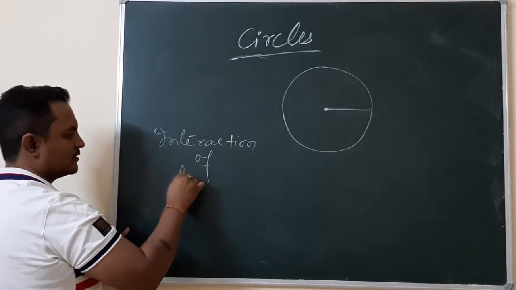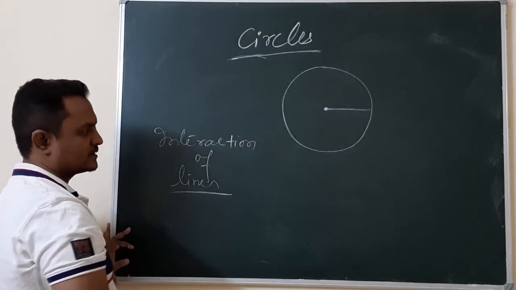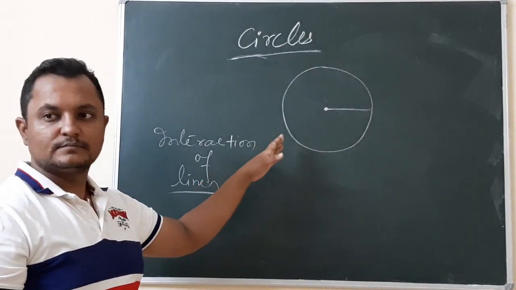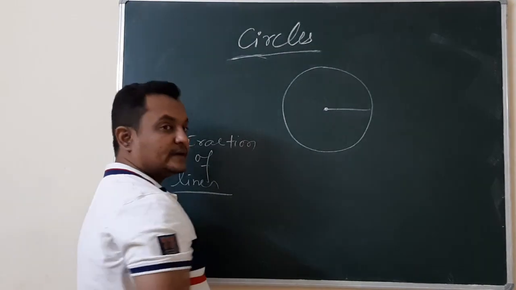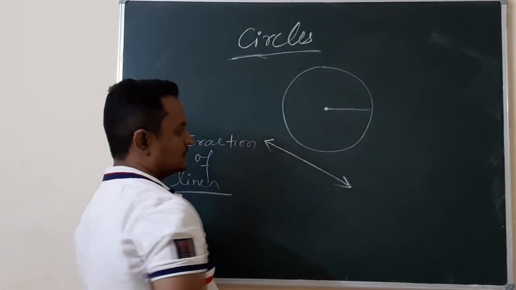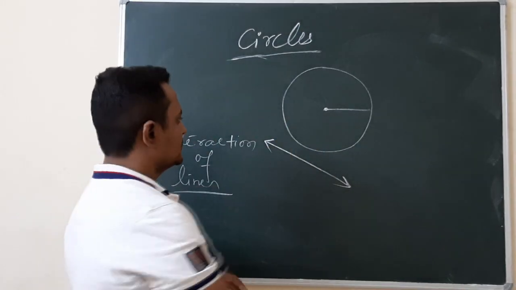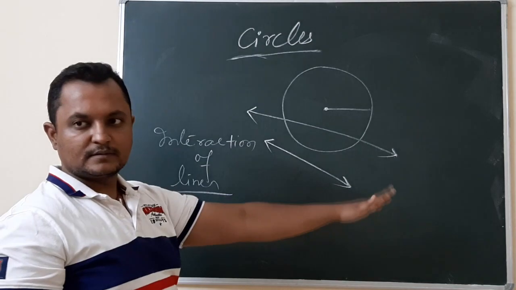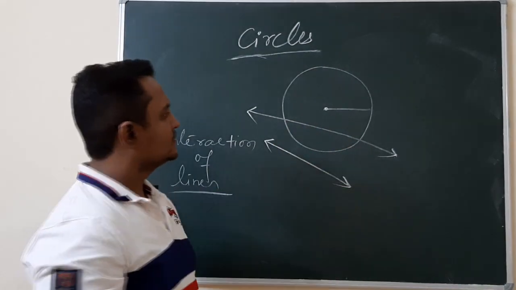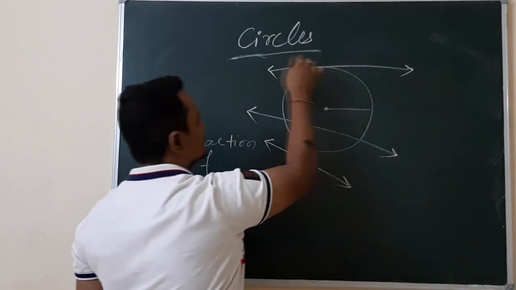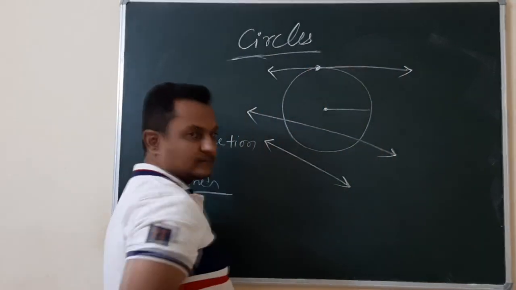Interaction of lines with a circle. How does a line interact with a circle? Interact means how does it behave with a circle? See, the line can be like this. Does not touch. Can be like this. Passes through it, crossing it at two points. Or can be like this. Touches it at only one point.